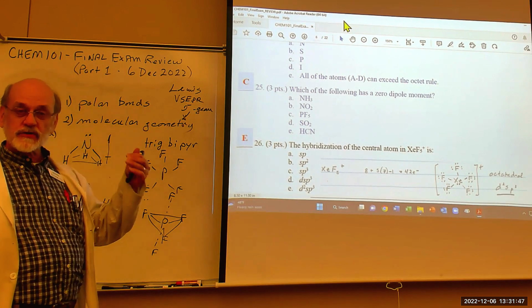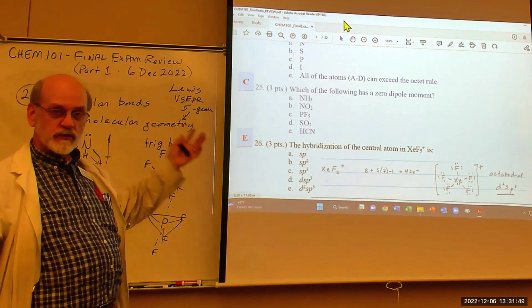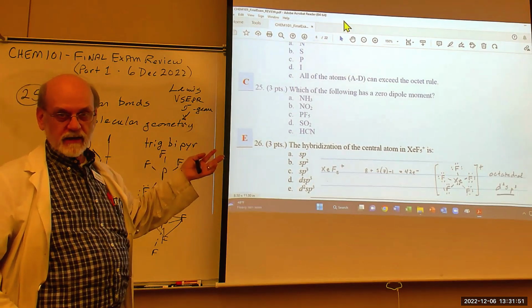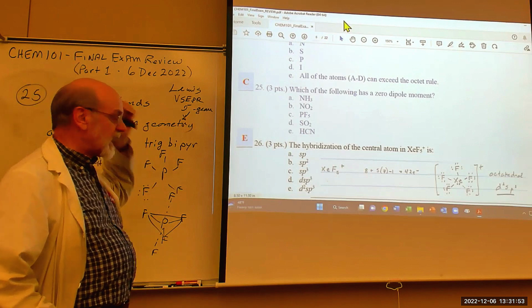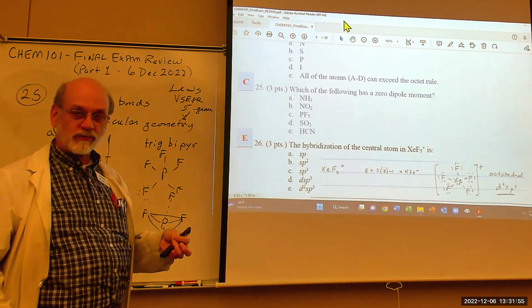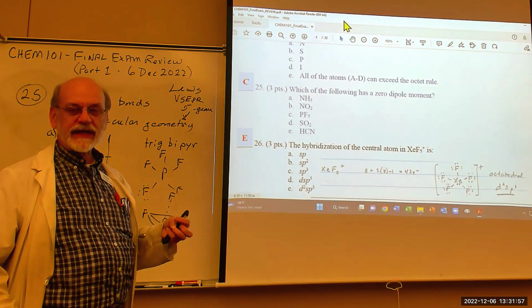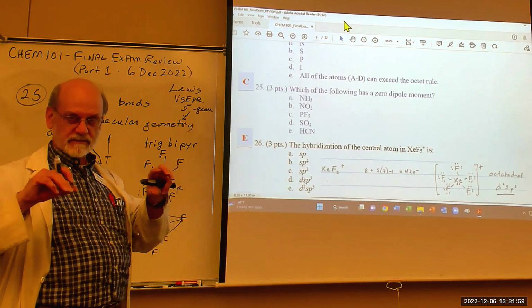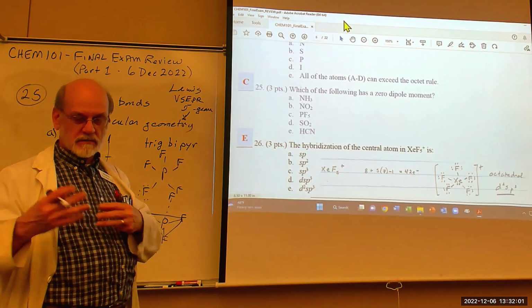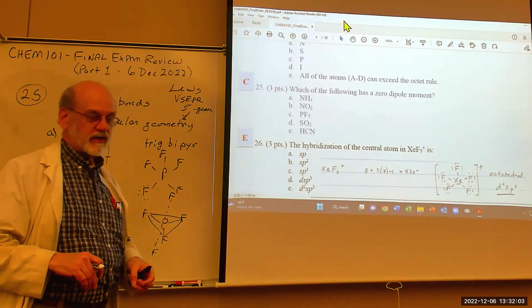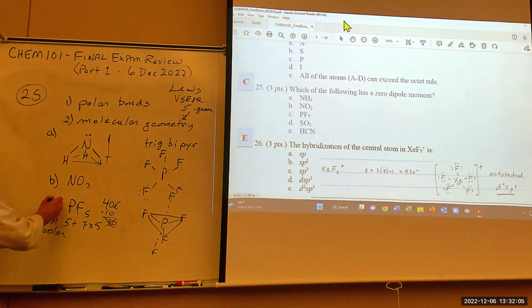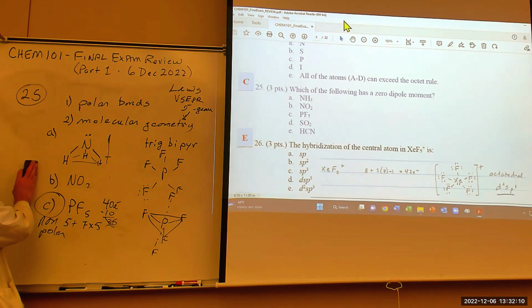If we draw out the structures of the rest of them, SO2 would look like water, and HCN is a linear molecule, but it has unequal polar bonds opposite one another. So nitrogen wins and you get a polar molecule. So this is the only one that's nonpolar out of all those in that question.